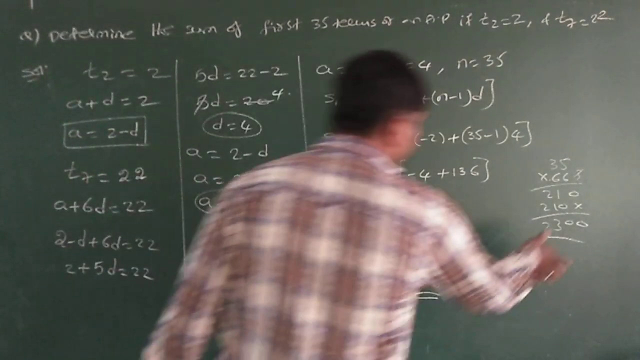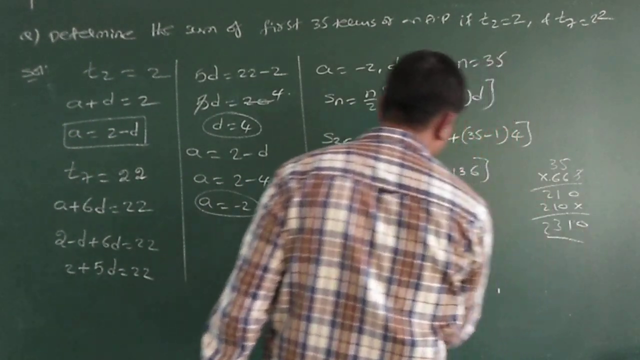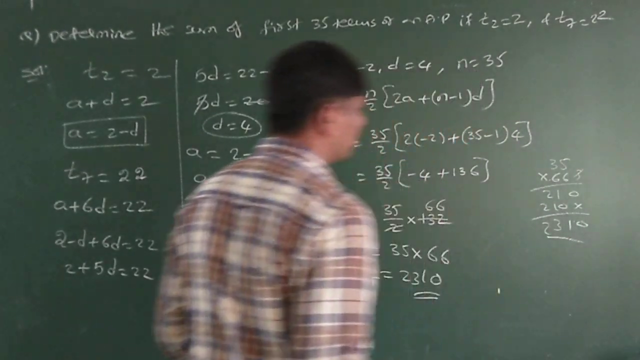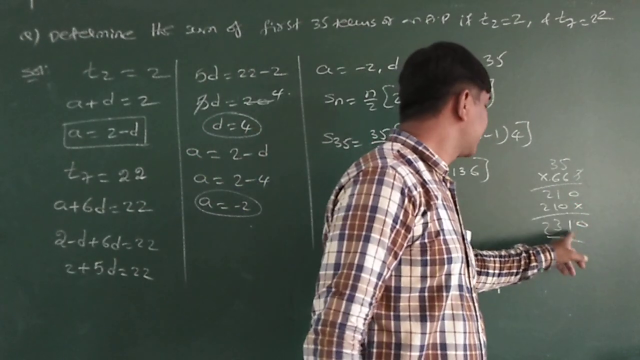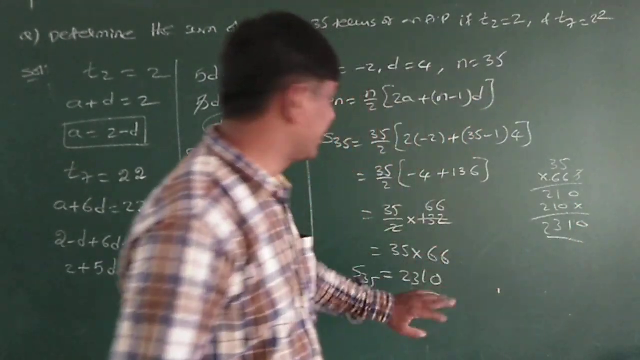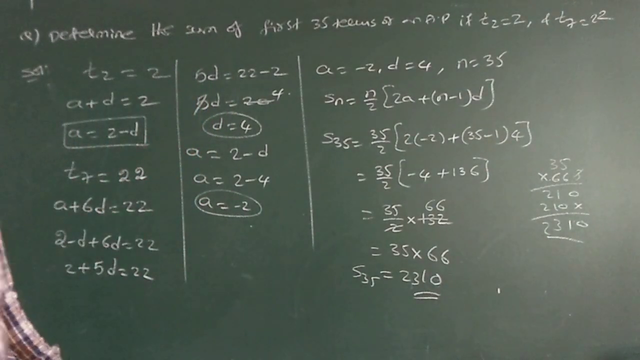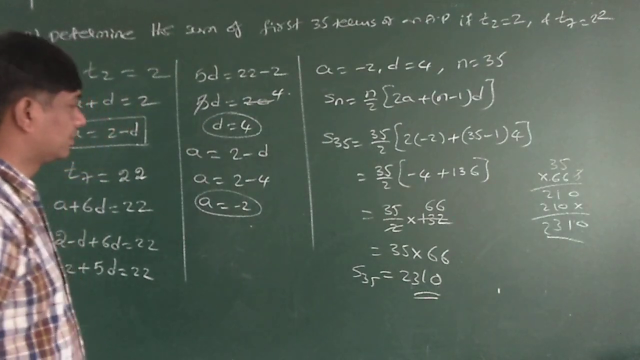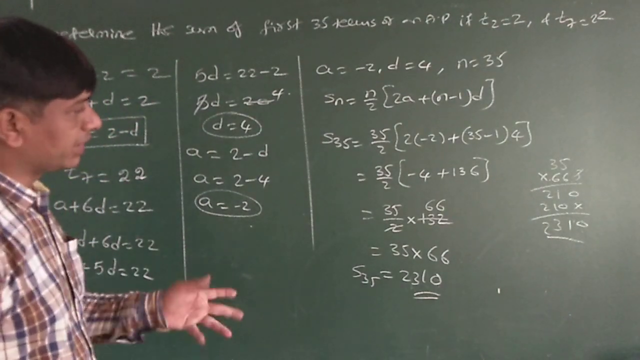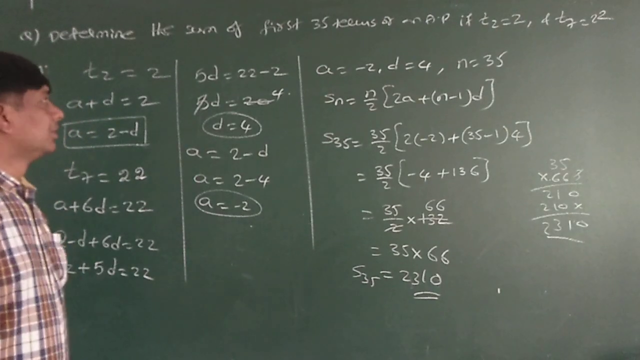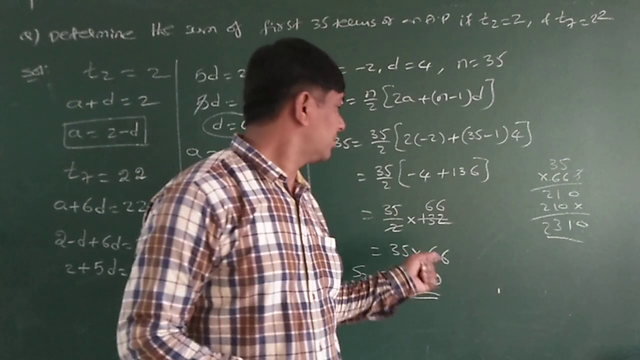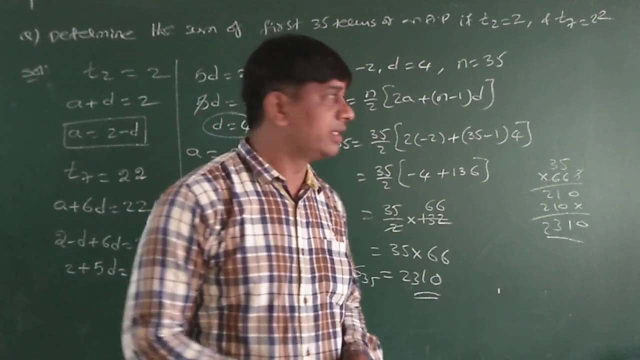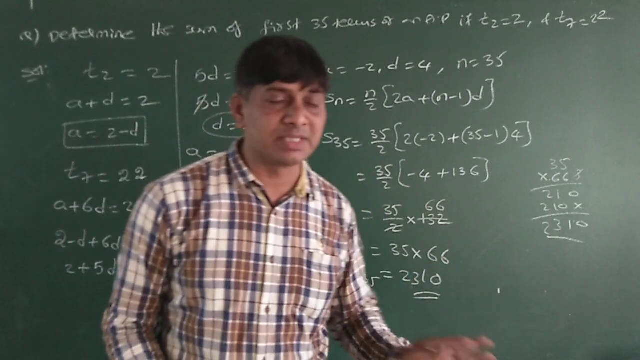Sorry, correct this value. 0 plus 0 is 0, 1 plus 0 is 1, 2 plus 1 is 3, 2. The answer is 2310, not 2300. Correct this value. Yes, S35 is 2310. These are some applications on the sum of n terms in an AP.